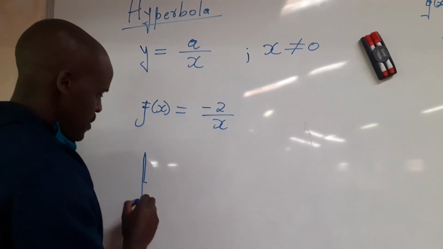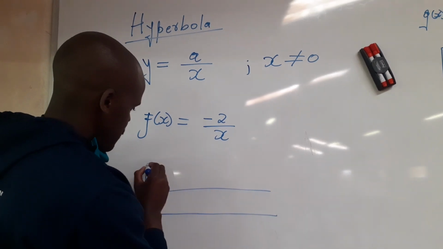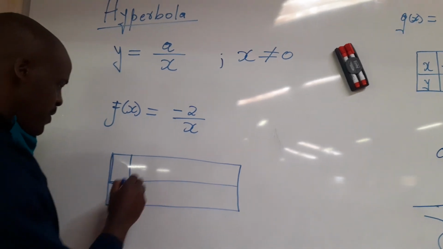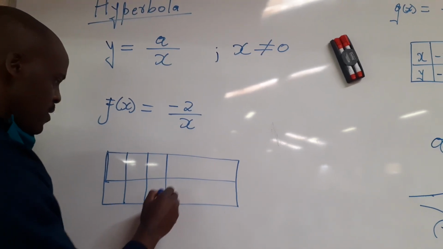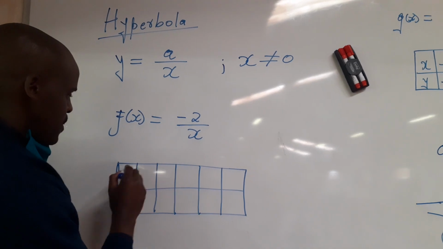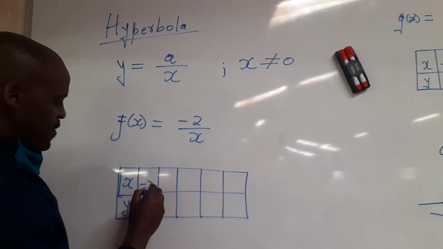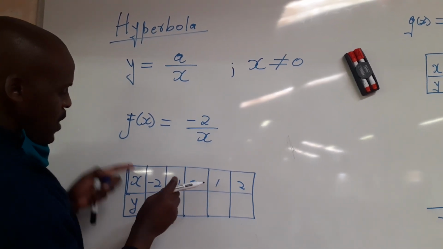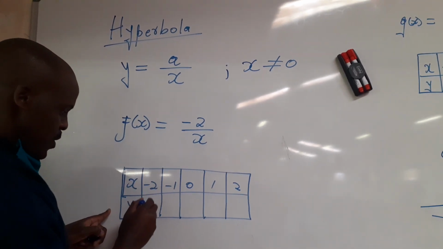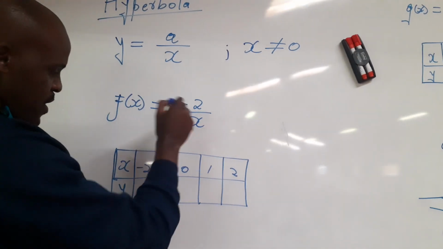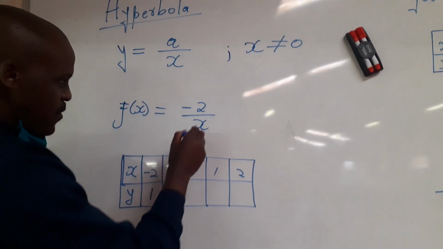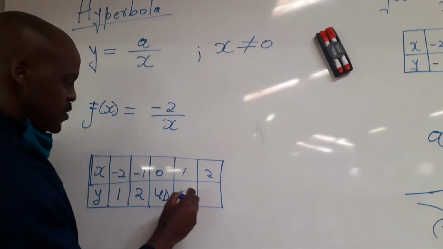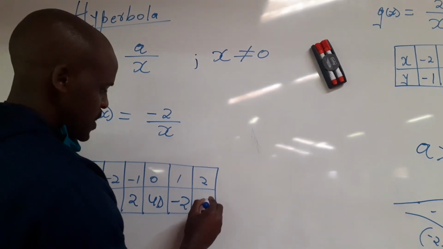Let's draw our table. We are now going to check what will happen if a is negative. It's x, y: negative 2, negative 1, 0, 1, 2. Put negative 2 there, the answer will be positive 1. Put negative 1 here, the answer will be positive 2. Put 0, it's undefined. Put 1, it's negative 2. Put 2, that's negative 1.